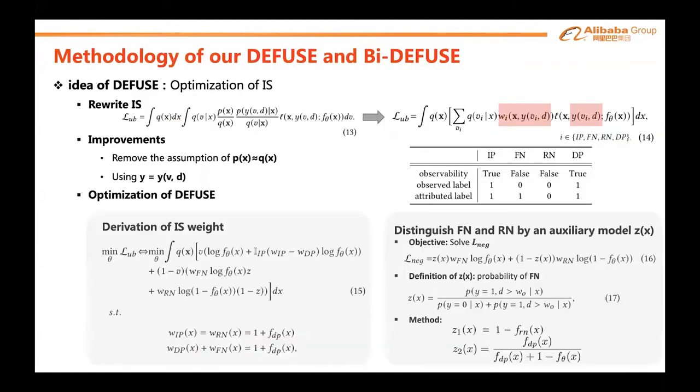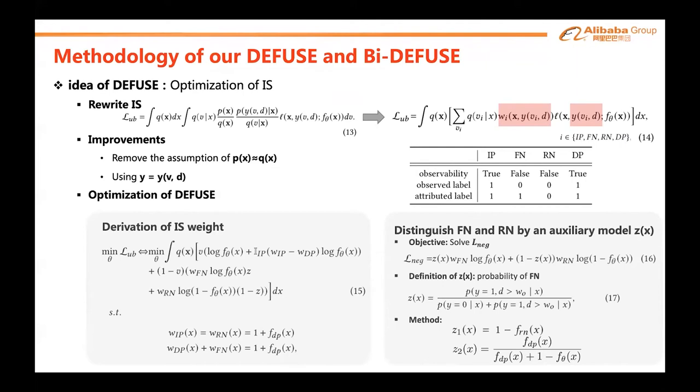The main improvement of our DEFUSE lies in the correction and optimization of the derivation process of importance sampling. The above Equation 13 gives the original unbiased loss. Since both the observed label V and the real label Y are discrete, we can rewrite it to obtain Equation 14 according to the four sample categories. We can see that there are two main differences between DEFUSE and other methods. One is that we remove the equal assumption of marginal distribution between P and Q.